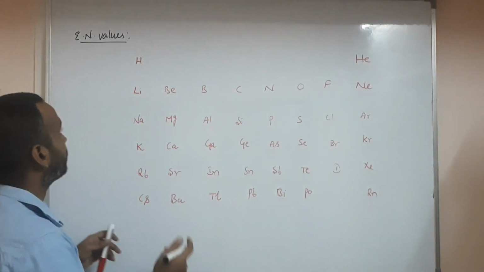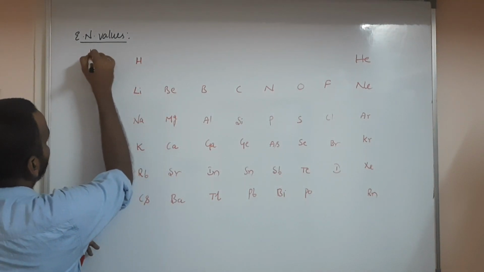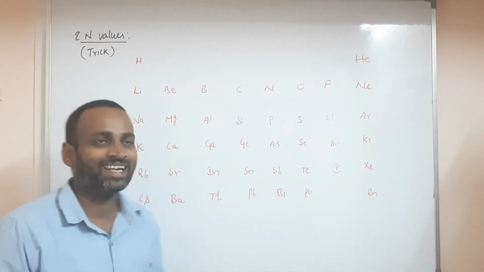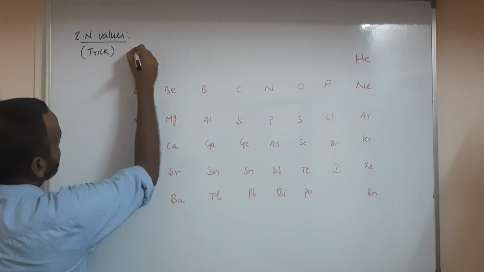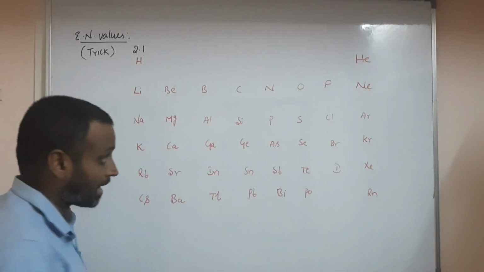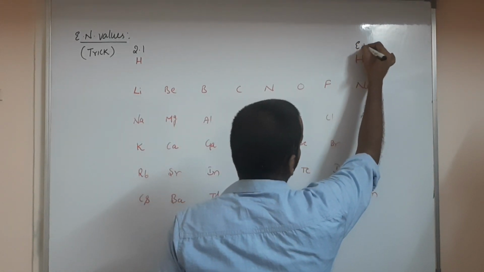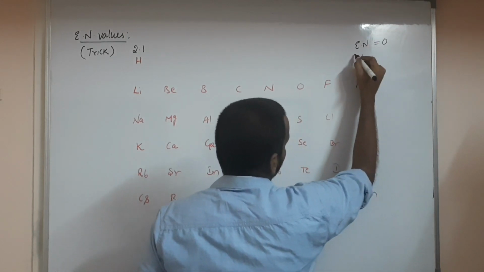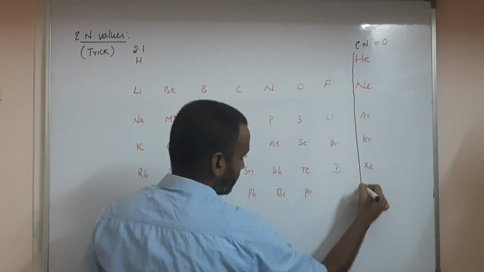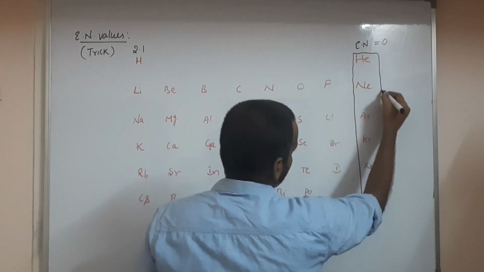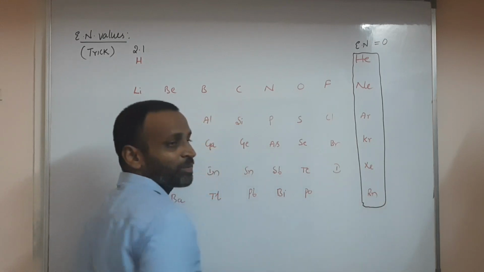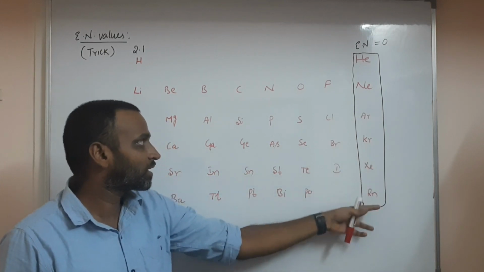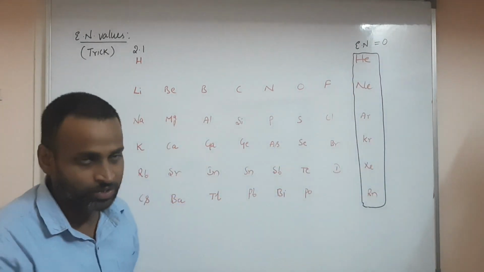So for that, we have one trick. Okay, what is that trick? Everybody knows, I am just revising. Hydrogen we take as 2.1, and helium is 0. Electronegativity of all noble gases is 0. These noble gases, as I told you many times, are inert, so they won't have any chemical reactivity: helium, neon, argon, krypton, xenon, radon. These all have electronegativity values 0.